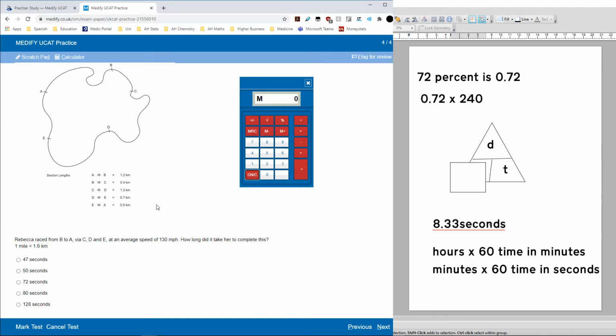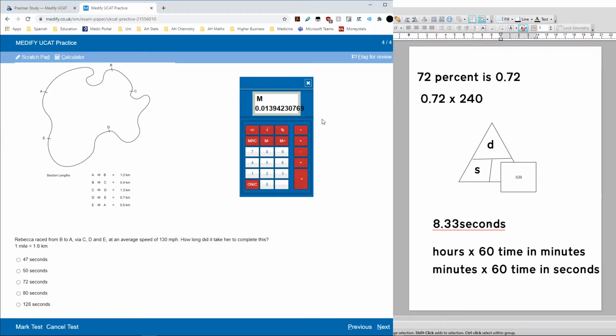So that's B to A, 0.4, add 1.3, add 0.7, add 0.5. That gives us 2.9 kilometers divided by 1.6. That'll give us 1.8 miles. Now, that's our distance. We divide it by the speed to get the time. 1.8 divided by 130.